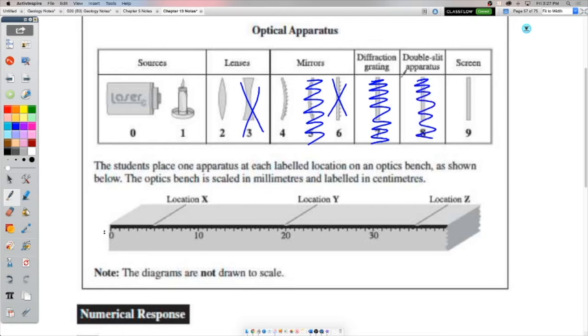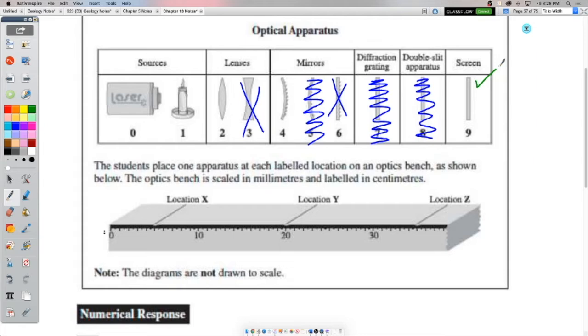Now a screen, how are you going to produce an image without a screen? Okay, screen, no matter what our answer is, I can tell you right now, is going to have 9 in it. No matter what, our answer is going to have 9 in it because you can't make an image without something to project it on, right? Like I did on the whiteboard with the lighter and the lens. Okay, so there must be a screen. When it comes to our light sources here, this is a little bit, I think, just a trick to throw you off.